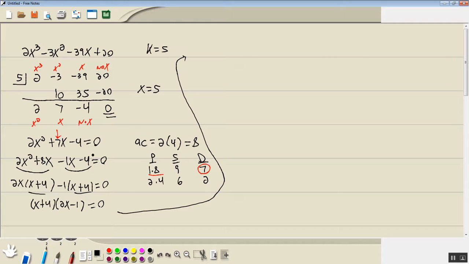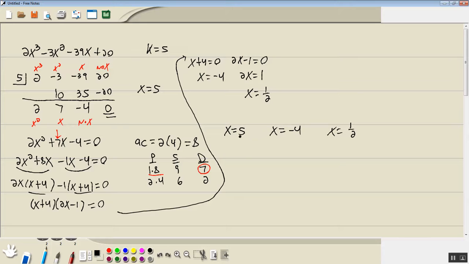Now the zero factor property. You get 0 on one side, you factor the other side, and you set each factor equal to 0. So we'll set x plus 4 equals 0 and 2x minus 1 equals 0. If I solve that, that gives me x equals negative 4. And for this one, take the negative 1 over, divide both sides by 2, and you get x equals 1/2. Now we come up with our 3 answers: x is equal to 5, x is equal to negative 4, and x is equal to 1/2.